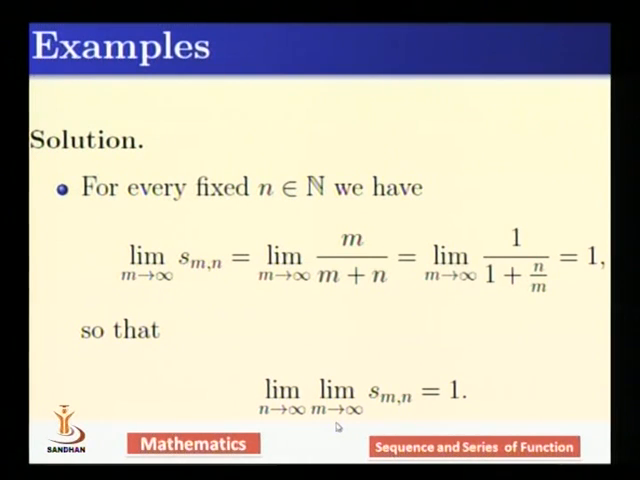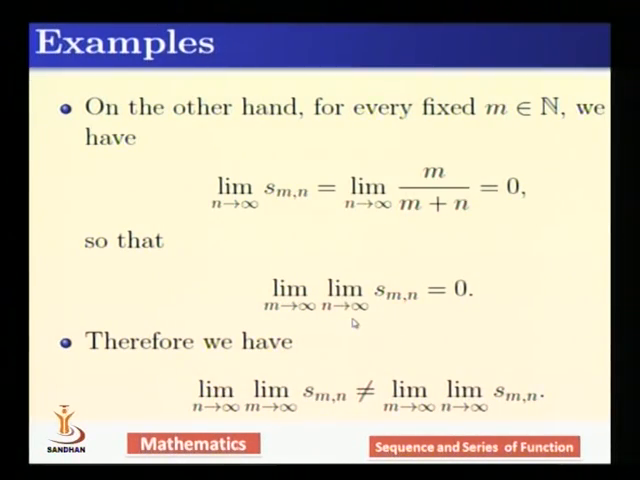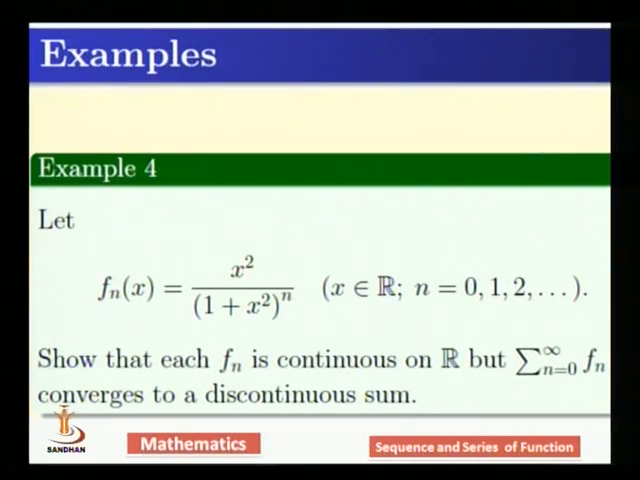So you can see the same Smn: if you first take m tends to infinity and then n tends to infinity, you will have 1, but when you take n tends to infinity first and then m tends to infinity, we get 0. So these two are not equal. So we cannot interchange the limits in general, without knowing anything, without affecting the result.